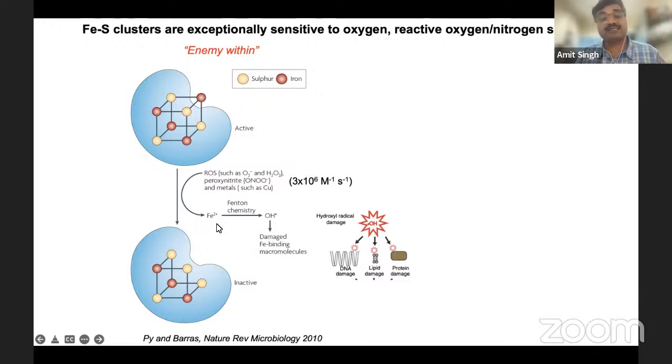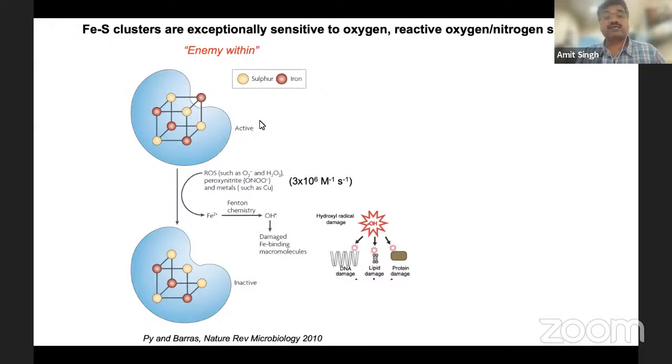And once iron is released, it can participate in Fenton chemistry to give you hydroxyl radical. Fe2+, if you have H2O2 around, will give you hydroxyl radical. And the hydroxyl radical is one of the most potent oxidative radicals that can damage DNA, lipids, and protein, and can be very deleterious for organisms.